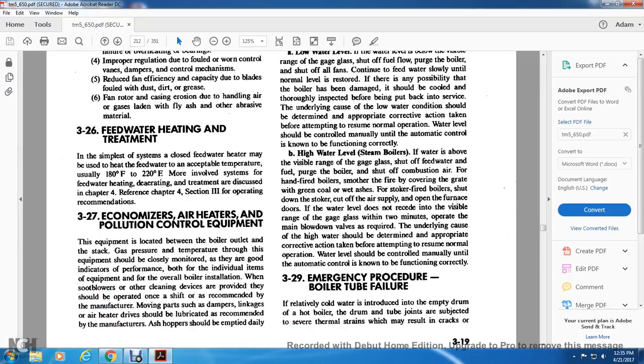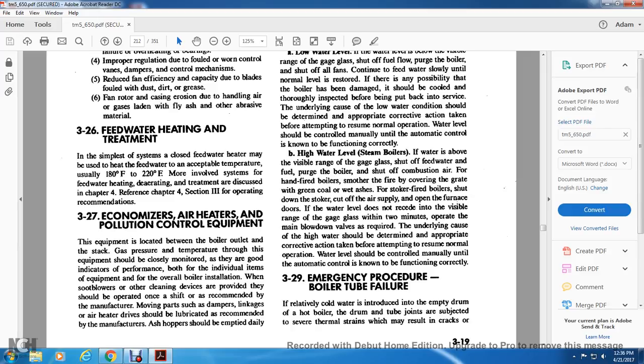B. High water level, steam boilers. If the water is above the visible range of the gauge glass, shut the feed water valve, shut off the fuel, purge the boiler and shut off the combustion air. Before they hand fire the boilers, smother the fire by covering the grate with green coal or wet ash. For stoker fired boilers, shut down the stoker, cut off the air supply, and open the furnace doors. If the water level does not recede into the visible range of the gauge glass in 2 minutes, operate the blowdown valve as required.